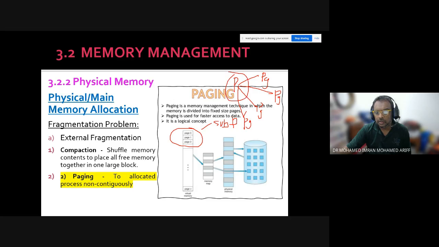Okay, so this one is actually referring to this one. All right. Since the process is now divided into several different pages, some of the pages will be kept inside the physical memory, some will be kept inside your secondary memory or your hard disk, and some of the pages will be kept inside the virtual memory. Virtual memory ini sebahagian daripada physical memory lah. Okay. Alright. So next, let's go from this diagram.